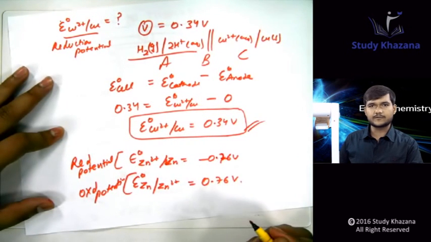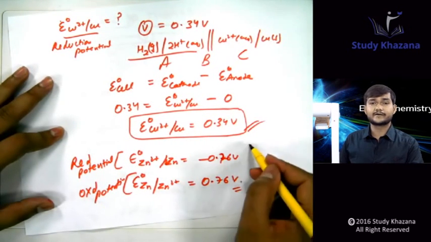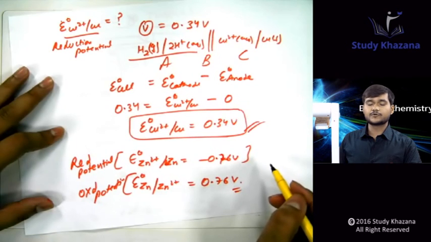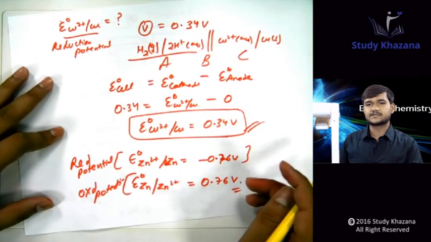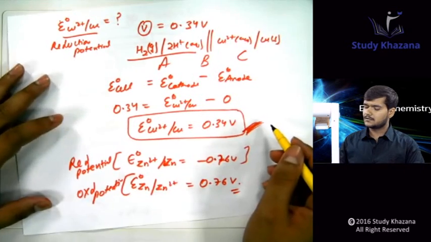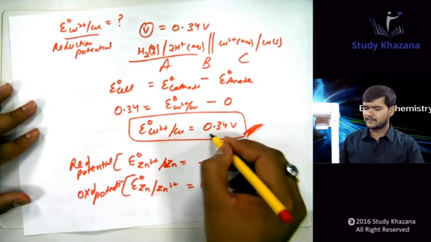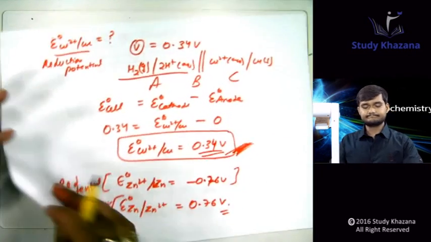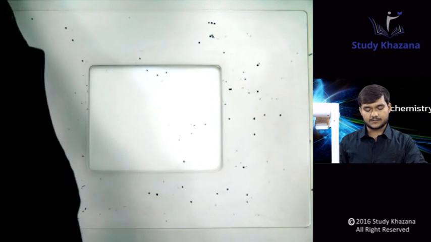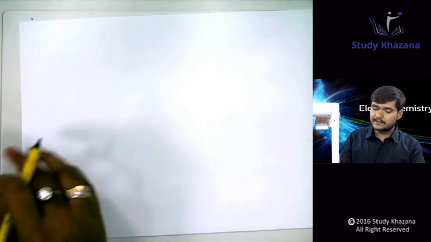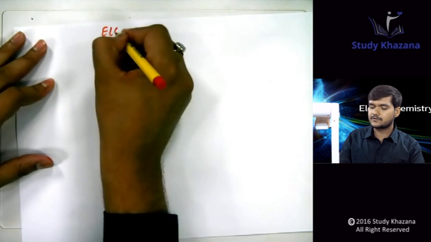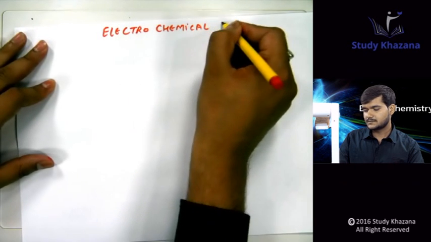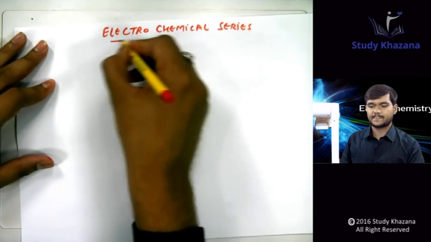Okay, now I will tell you later on why we are doing all this with reduction potential, why we are not considering any oxidation potential here. So I have told you how we can get these values for zinc and copper. You don't have to worry about remembering these values, they will be given in your exam. Okay, now next is your electrochemical series.